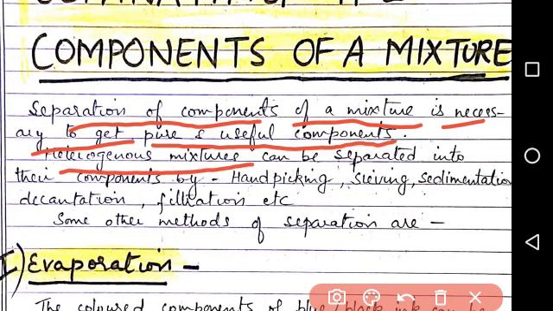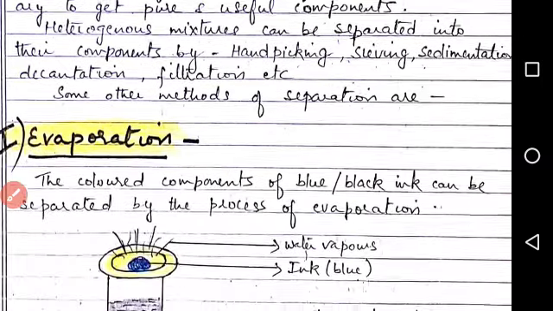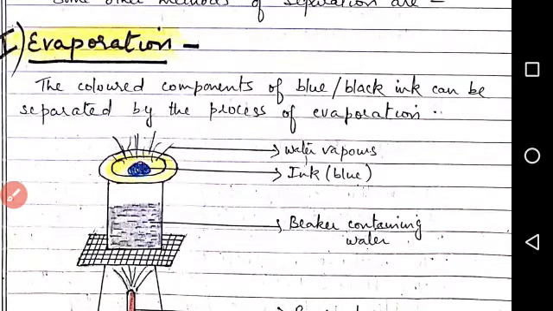Heterogeneous mixtures can be separated into their components by hand picking, sieving, sedimentation, decantation, filtration, etc. But how can homogeneous mixtures be separated? There are certain methods of separation of these types of mixtures. The first method is evaporation.